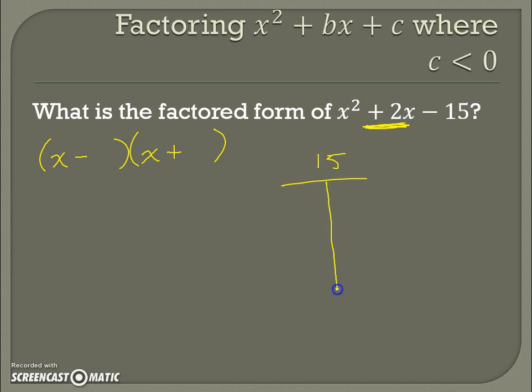The one difference on this is when this is negative, instead of looking for the sum, I'm now going to be looking for the differences. So 1 and 15 has a difference of 14. 3 and 5 have a difference of 2. Okay, so here I go. This matches this, so I fill in 3 in one of these and 5 in the other. Now, how do I know which is which? Well, because this is positive, my larger one's going to go with the positive. If it were negative, it'd be the opposite of that. So this is going to be x minus 3 and x plus 5.